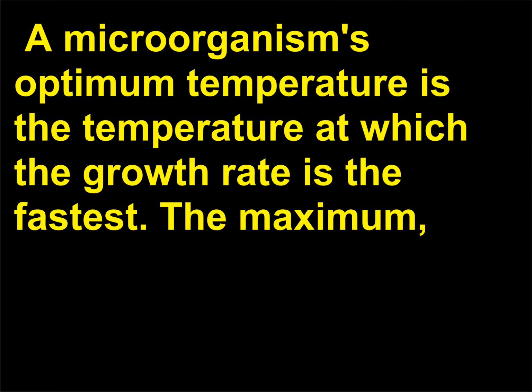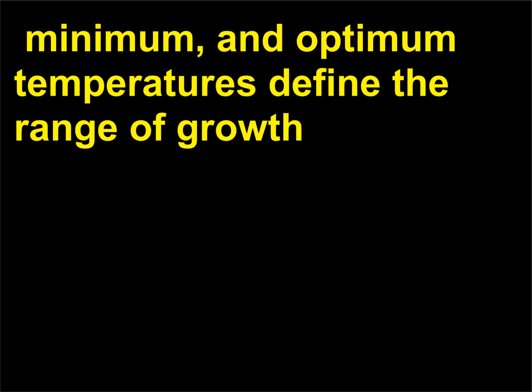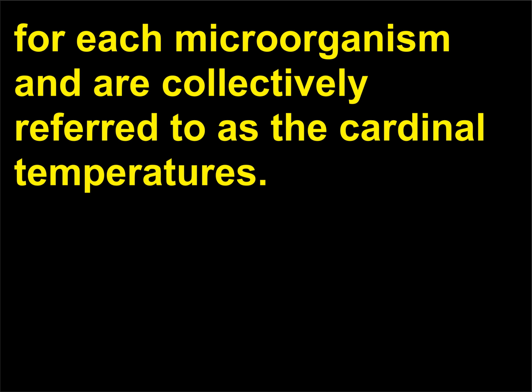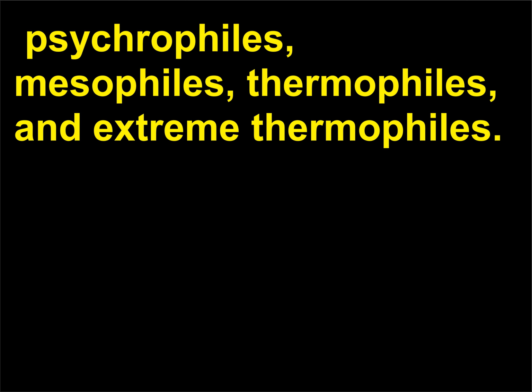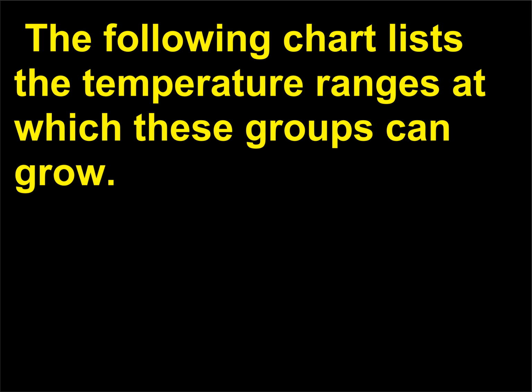The maximum, minimum, and optimum temperatures define the range of growth for each microorganism and are collectively referred to as the cardinal temperatures. Bacteria are divided into 4 groups on the basis of their cardinal temperatures for growth: psychrophiles, mesophiles, thermophiles, and extreme thermophiles. The following chart lists the temperature ranges at which these groups can grow.